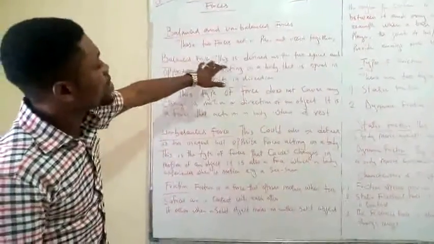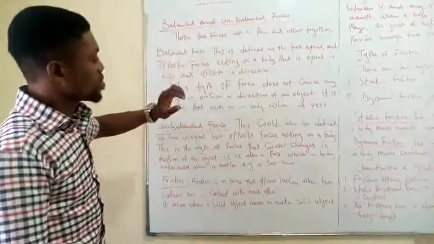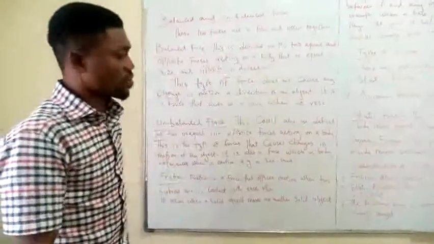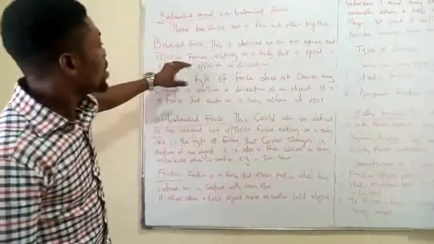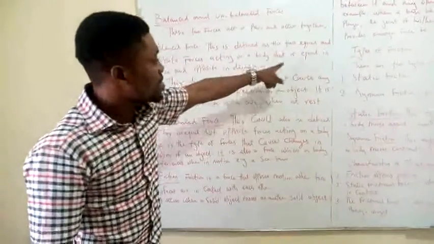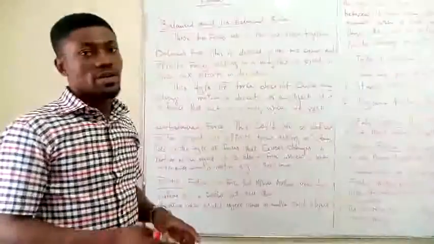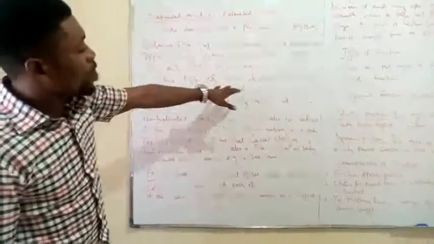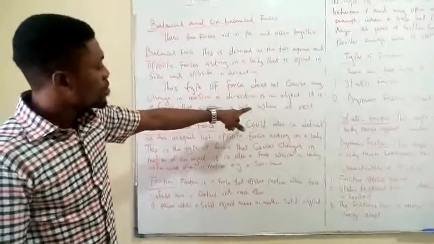A balanced force is defined as two equal and opposite forces acting on a body that is equal in size and opposite in direction. Take it again. Two equal and opposite forces acting on a body that is equal in size and opposite in direction. Equal in size and opposite in what? Direction.